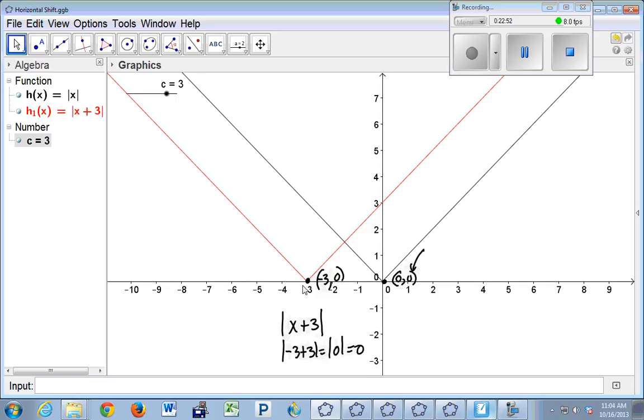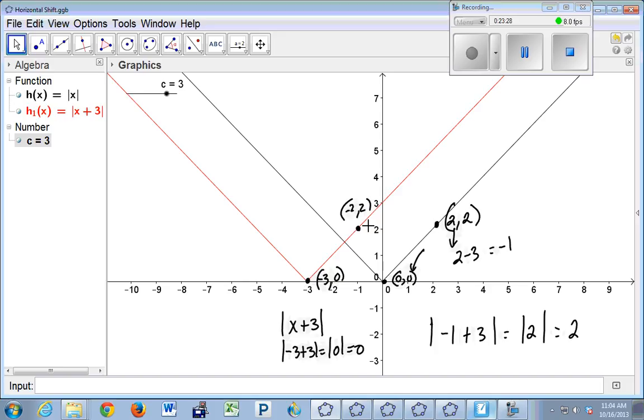Let's try it for another point. When I was the number 2, my absolute value was 2. Now, what does my x value have to be in order to be at positive 2? To keep my height exactly the same, I have to be 3 units smaller than this. I have to be at negative 1. Why? Because negative 1 plus 3 is 2, and the absolute value of 2 is 2.